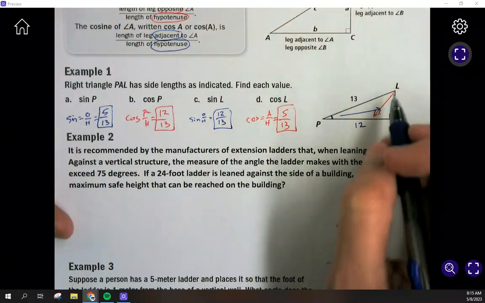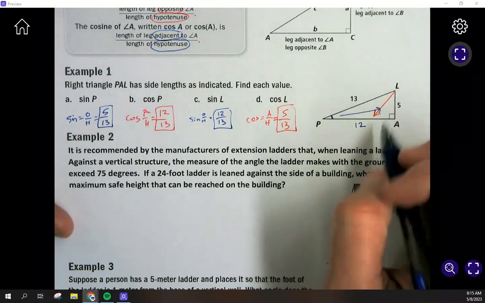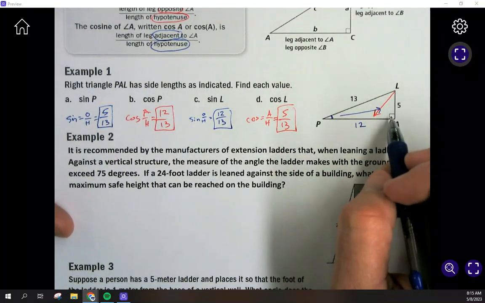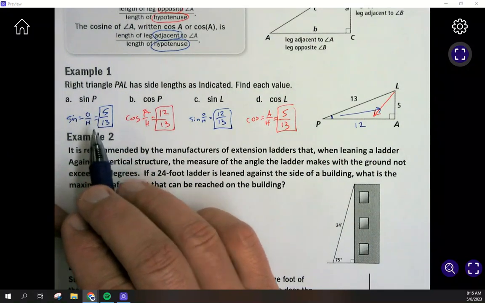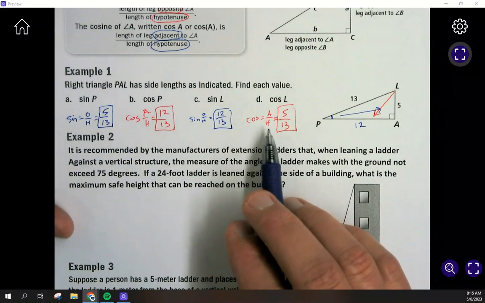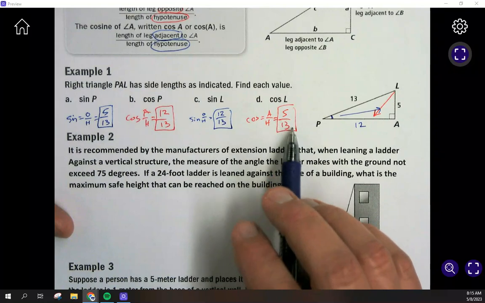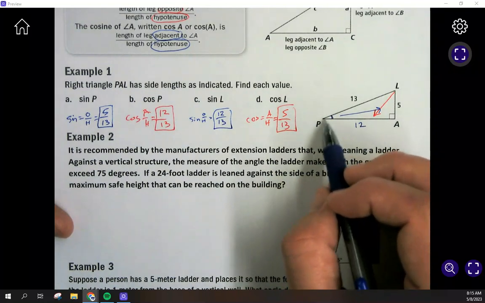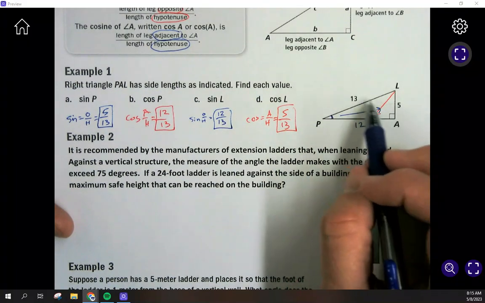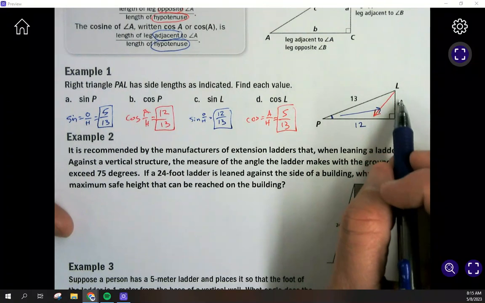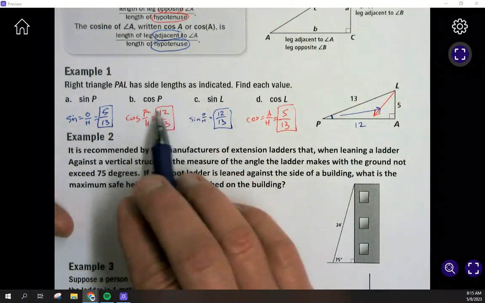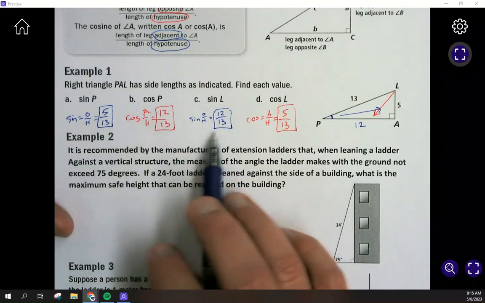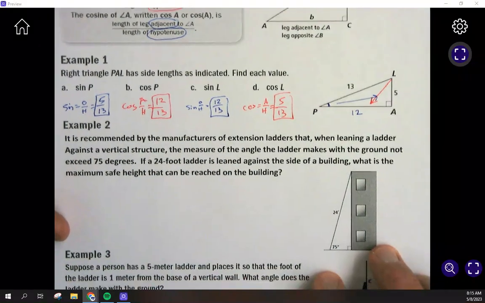So you'll notice you have the two acute angles in a right triangle, and you've got your 90. The sine of one of them is going to match the cosine of the other because we're using the same two sides in the ratio. So the sine of P is the 5 over 13, and the cosine of L is the 5 over 13. So those are going to be equal. And then the same thing over here. The sine and cosine of these two angles are also going to equal each other.